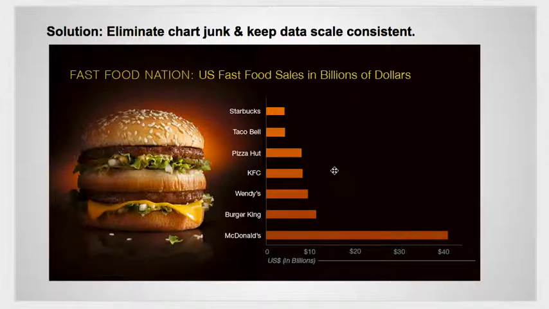And it's easy to see the high volume of sales from McDonald's. So that's all for my final presentation.